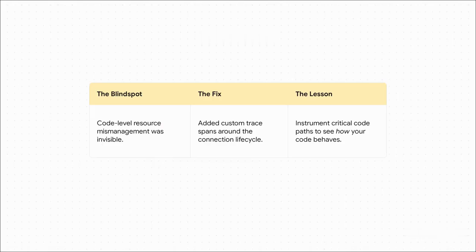This last case study leaves us with a really powerful lesson. The blind spot was that this code-level mess was totally invisible. The fix was getting surgical with custom tracing. And the big lesson is that you have to instrument your most critical code paths yourself. You just can't assume the out-of-the-box stuff is going to show you everything you need to see.